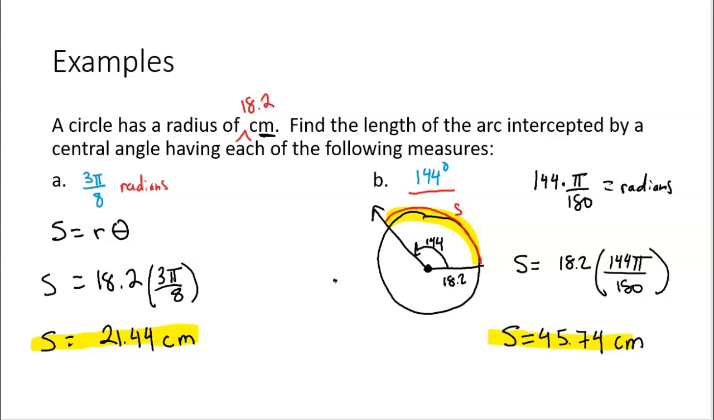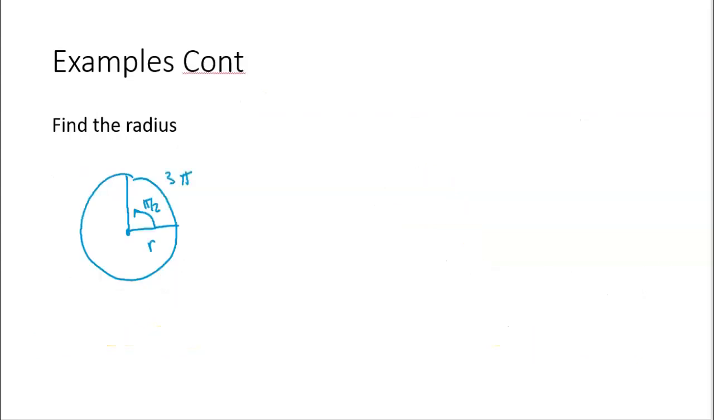What happens if we want to figure out other letters of this equation? So this time I want to find the radius. I drew a picture of what we have. So again, S is equal to R theta. This time I'm given my S, which is 3 pi. I'm also given my theta, which is this guy. And again, I don't know my R value.